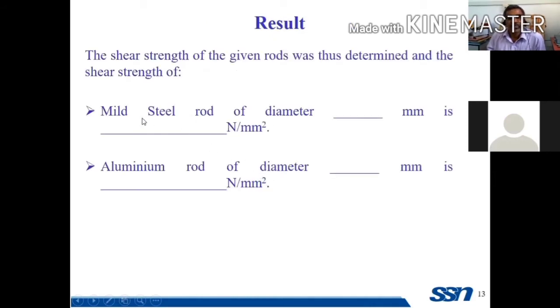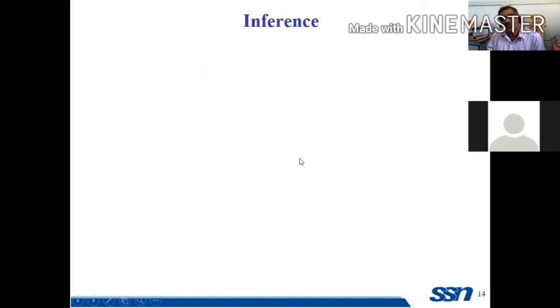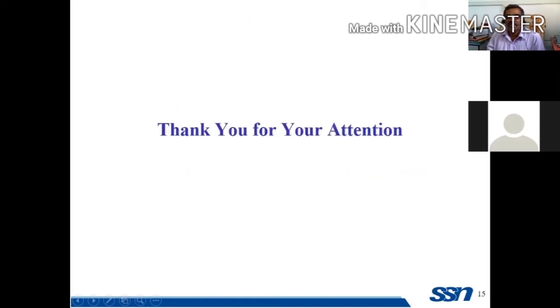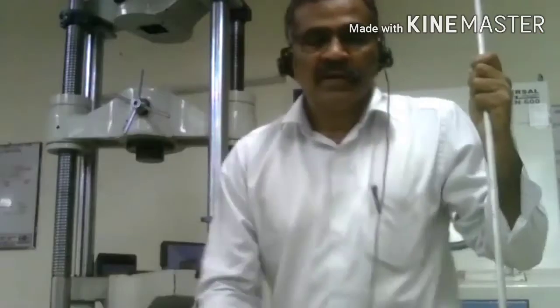Actually you have to do the test for mild steel as well as aluminum. So the shear stress of the aluminum you write here, the shear stress of the steel you write here, and the diameter of the specimen here. So this is the way you have to do this experiment.